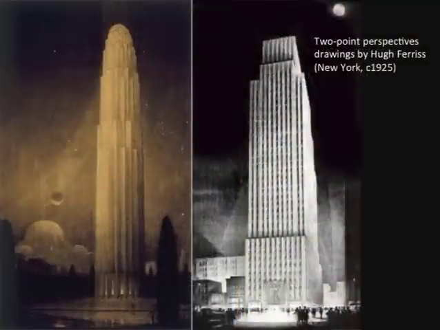These drawings from the 20s by Hugh Ferris are 2-point perspectives. At first glance they look like 3-point perspectives. They have all those telltale signs, like the worm eye viewpoint, but closer analysis shows that the y-axis is parallel. The y-axis lines will never converge.